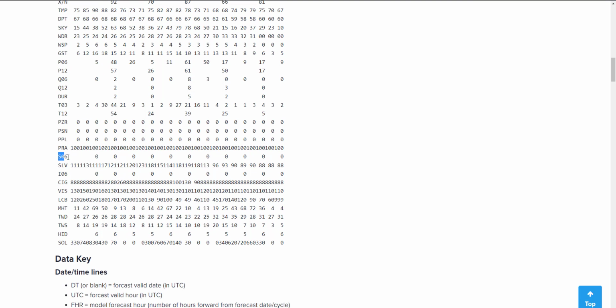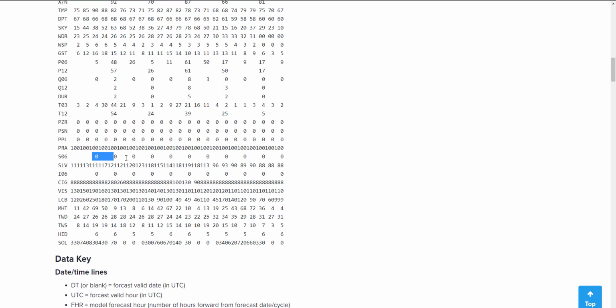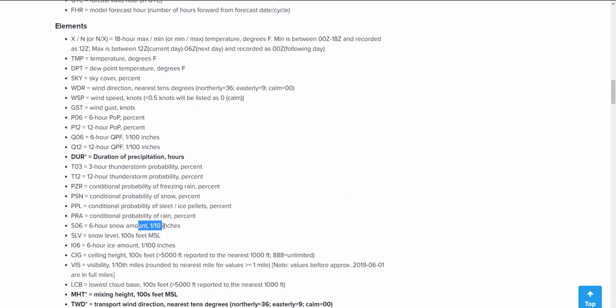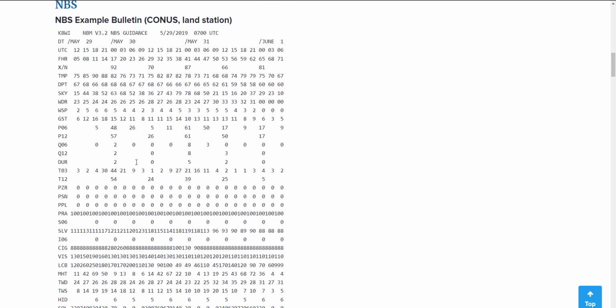But if it was, here would be how much snow fell in a 6-hourly timestamp, and this would be how much ice fell in a 6-hourly timestamp, okay? So you don't necessarily have to worry about these too much, but if you were forecasting for a location at a time where there was going to be snow, you could just take this number, divide it by 10, as it says in the directions here, and it would give you how much snow has fallen in that 6-hourly timestamp.